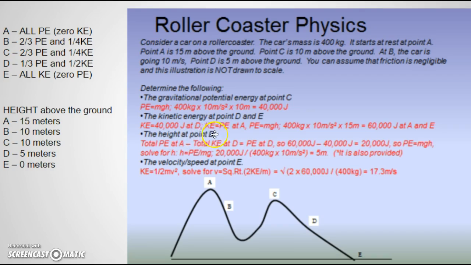So what is the height of point D? Well, according to this, the potential energy at A minus the total kinetic energy at D, so 60,000 minus 40,000 joules, equals 20,000 joules.